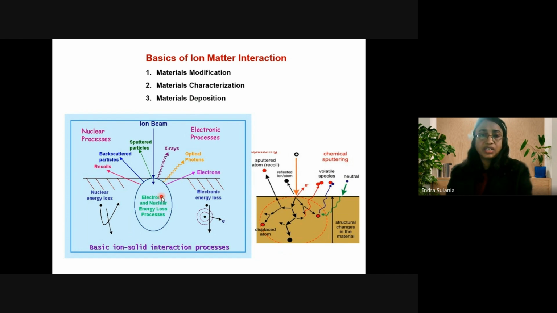So electronic energy loss dominates at a very high energy of the ion beam, millions of electron volts, because the ion is moving at a very high velocity. So it is interacting more with the electronic subsystem of the material and does not create many point defects in the system, but it creates zones of amorphization or crystallization and results in some kind of phase transformation of the material. So some property enhancement can be done using the high energy ion beam.